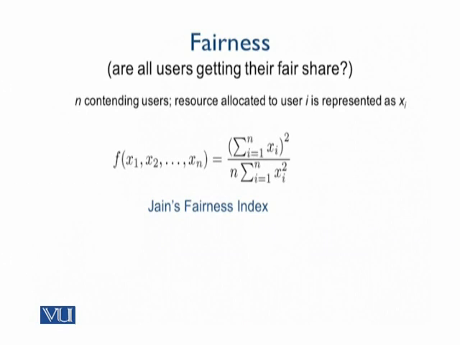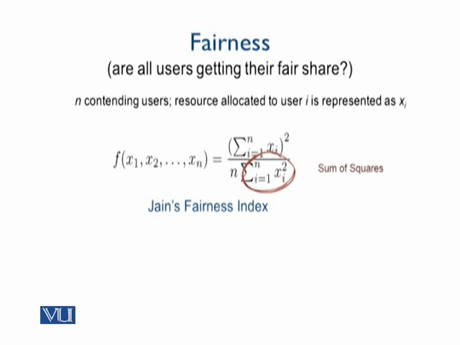So if you observe, you would see that the numerator and the denominator are similar looking, but there's a subtle difference. In the numerator, you have a square of sum, and in the denominator, you have sum of squares. Let me explain what xi means here. xi means how much of the resource share user i is getting, and all in all, you have n contending users. With this, we calculate the fairness index.